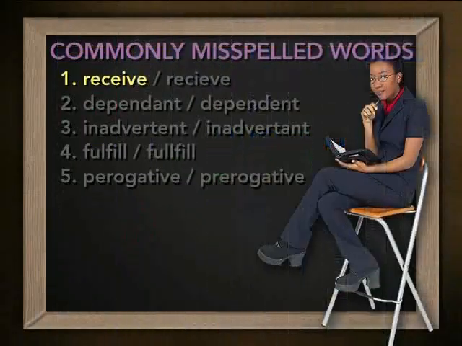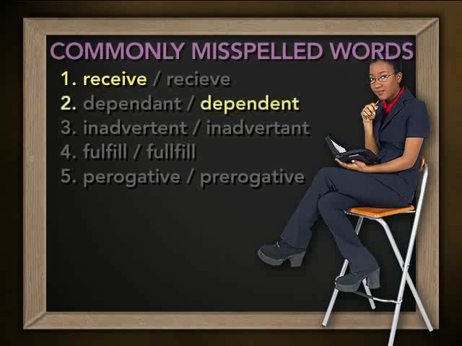Number 1, receive, follows the rule I before E, except after C, or when sounded as A, as in neighbor and weigh. So it's I before E, except after C, and the case here is after the C, so you flip them. So it's R-E-C-E-I-V-E. Dependent with an E, inadvertent with an E. Fulfill has one L followed by the two L's.